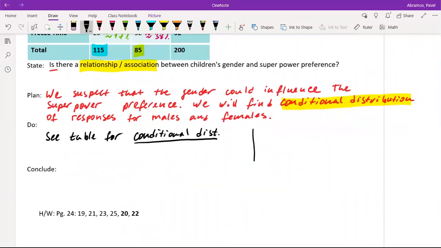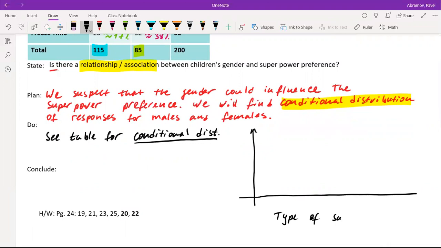Now let's create a conditional distributions bar graph. Here on the bottom, we will talk about the type of superpower. And on the left side, we are once again going to talk about relative frequency or percents. Let's just use the percent symbol here. That would be clear enough. But remember, always label your axis.